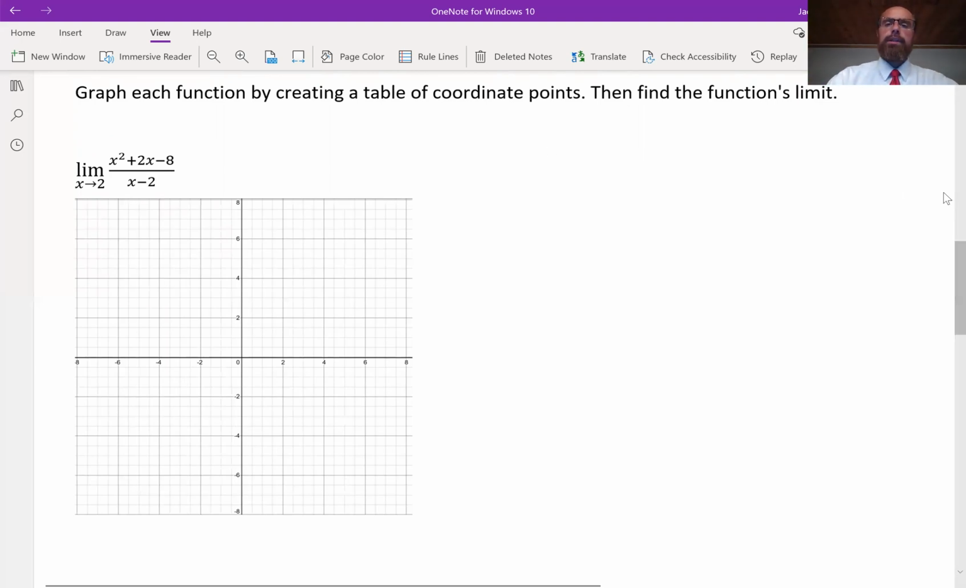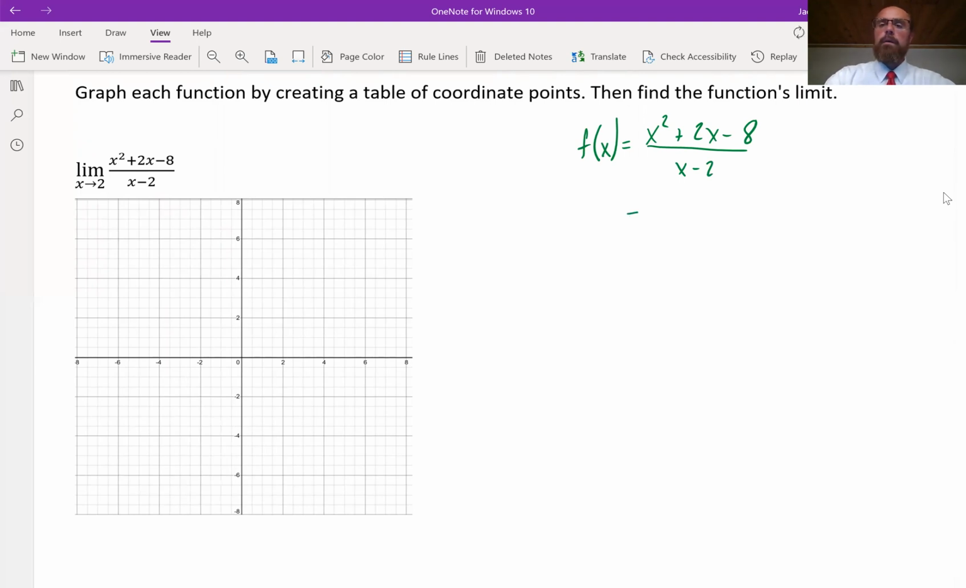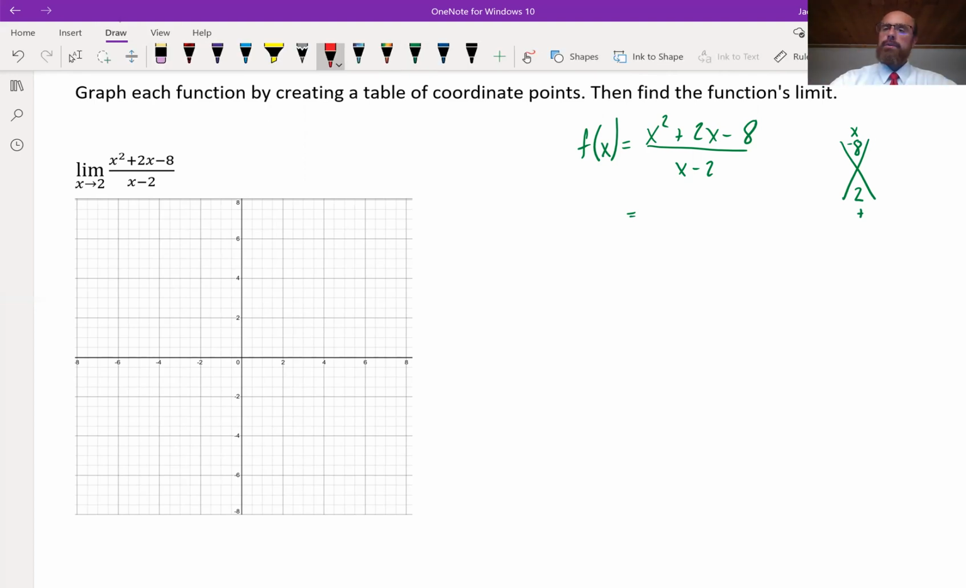So let's treat it like a function. So f of x equals x squared plus 2x minus 8 over x minus 2. Now, I can factor that numerator. So like we've been doing, I'm going to bring this x factor on the side. What multiplies to negative 8, while at the same time adding up to the b term positive 2? What two numbers multiply to negative 8 and add up to positive 2? Excellent. So that's got to be positive 4, negative 2.